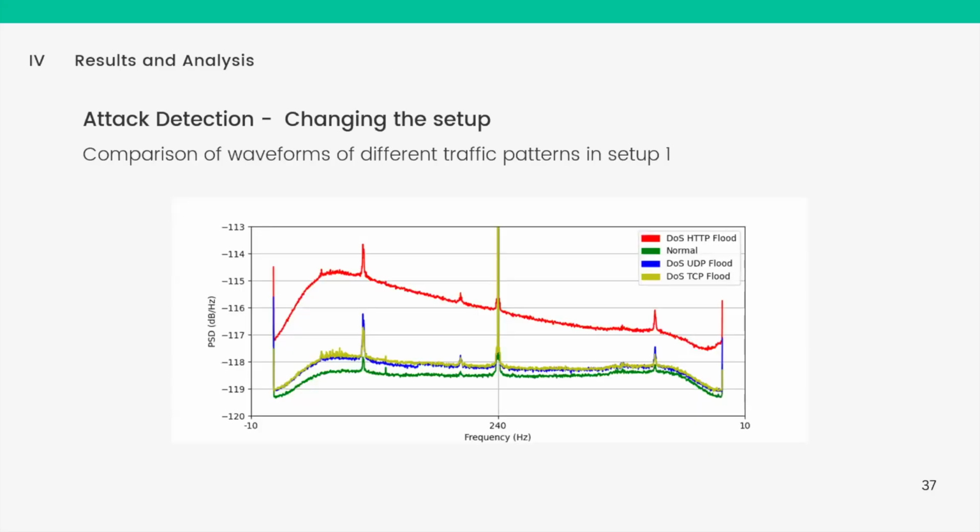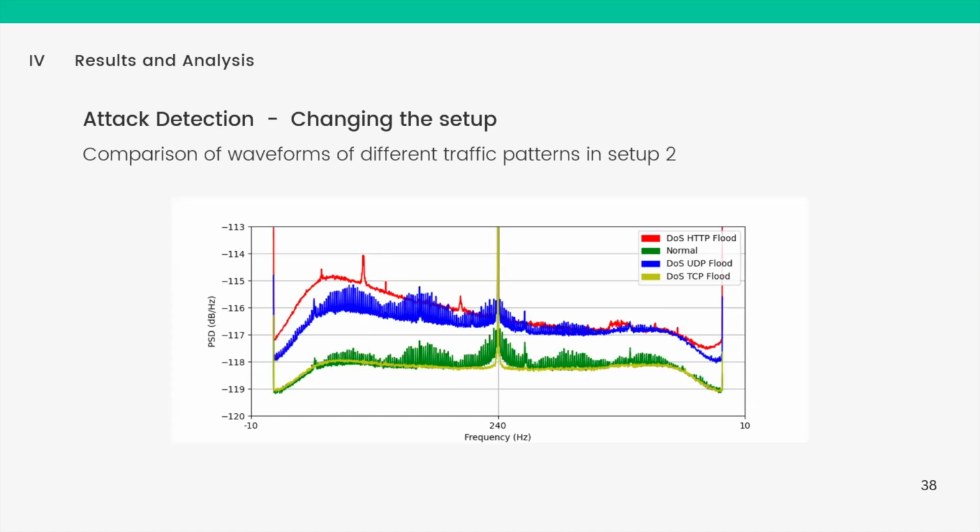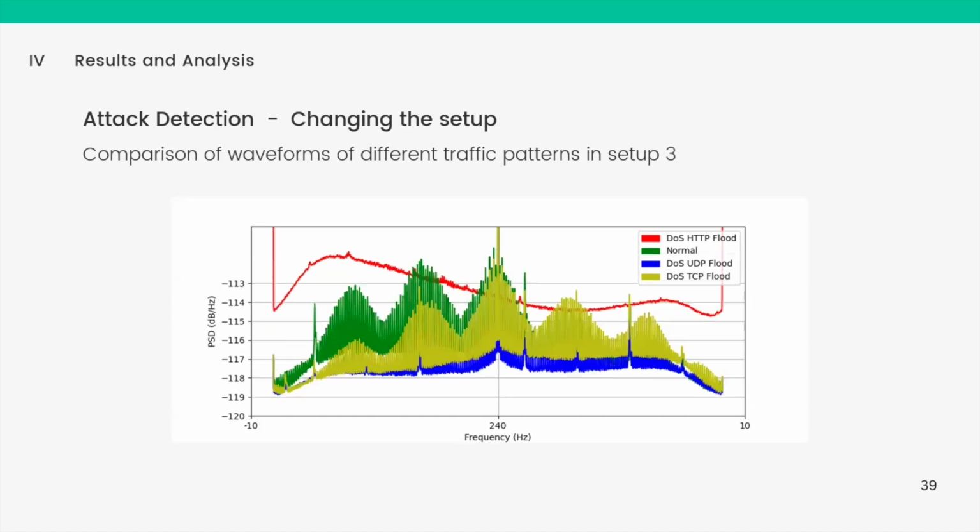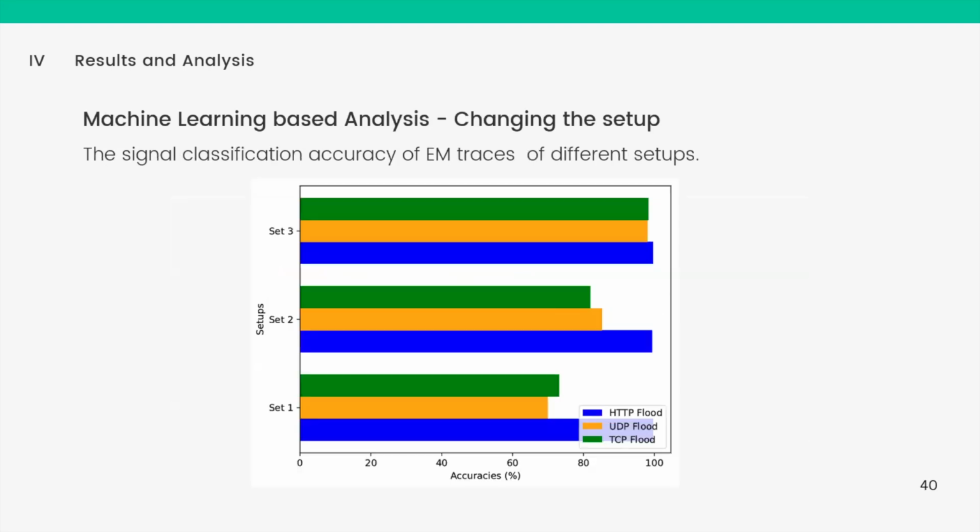So this is what we got in the first place. This is the second setup. You can see the radiation is much different in that environment. And this is the third one. It's again a lot different. So we can say yes, the environment does affect the detection accuracy, and these are the results. You can see that even though in the first setup the UDP and TCP accuracies were lower, it is increasing in the other setups.